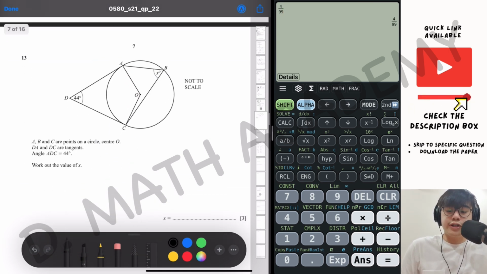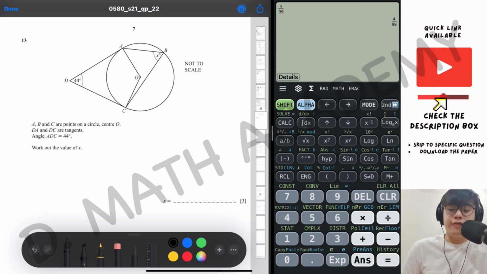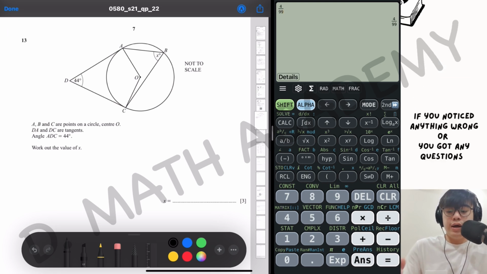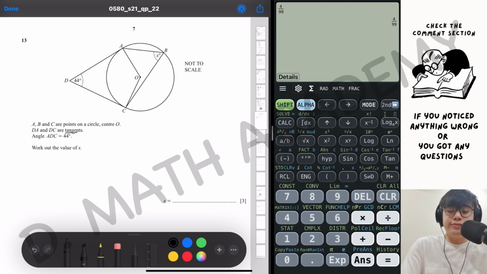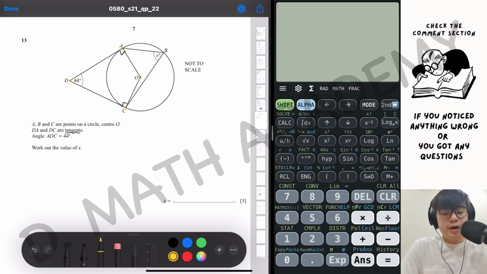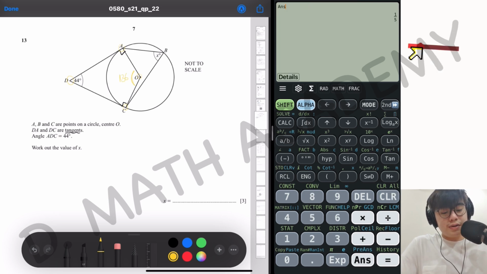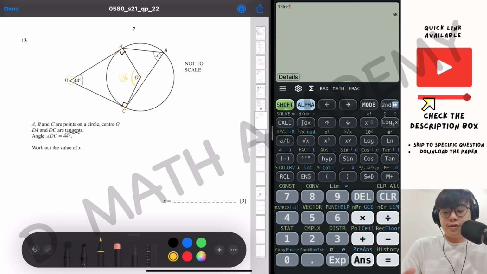Moving on, we have our next question, question 13 here. They're looking for the X value. Because they mentioned this is a tangent, I know that this is 90 degrees on both sides. So in total, this will be 1, 2, 3, 4, four corner shapes will be 360. 360 minus 90 minus 90 minus 44, you will get your answer here as 136. Then 136 divided by 2, you will get your X result as 68.